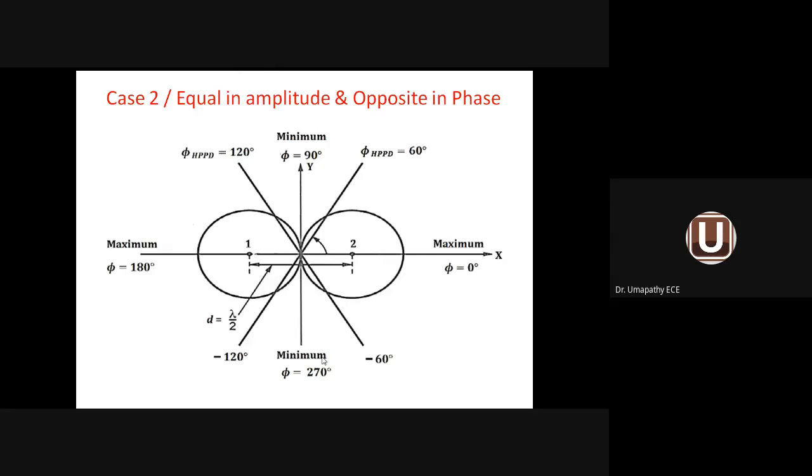One important difference while doing the derivation is to substitute alpha equal to 0 in the case of the broadside array, and substitute alpha equal to minus kd in the case of the end-fire array.